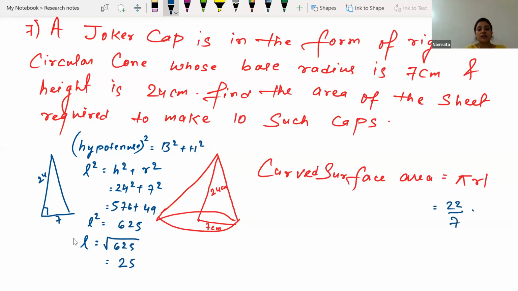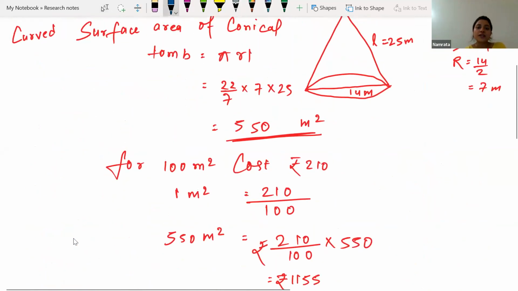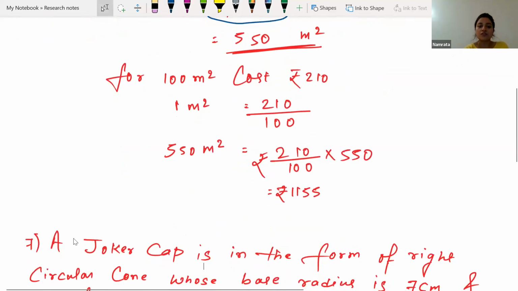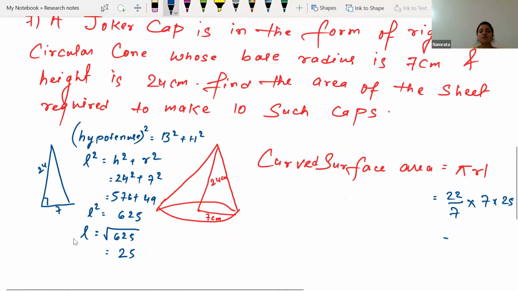22 by 7 times 7 times L, that is 25. I think the same calculation we have done in the previous question. 22 by 7 into 7 into 25, and someone has said that it is 550. So let's use this calculation without wasting our time. So we will be getting 550 meter square. Okay, here centimeter is there. So centimeter square, this is the unit of area.